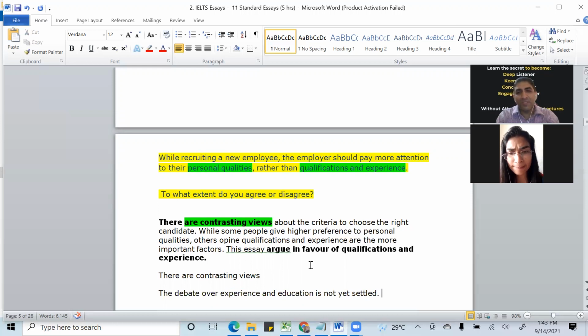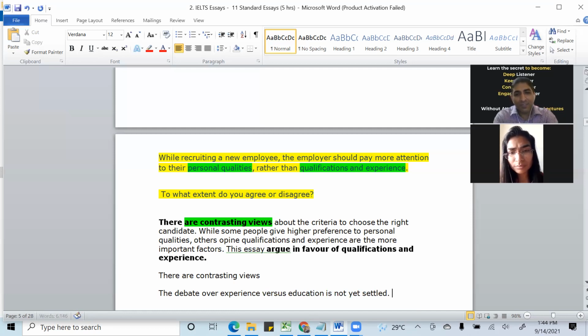Now see, this statement is a little incomplete, but the beauty of it is that it is very punchy. Let me make it "experience versus education", so it becomes a little more fighting kind of thing. The debate over experience versus education is not yet settled. And you can then expand it: while some people say that experience is more important to consider while recruiting an employee, others say that educational qualifications are more important. Like this, you are bringing the context in the second sentence.